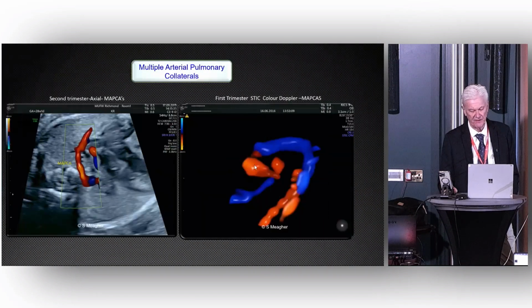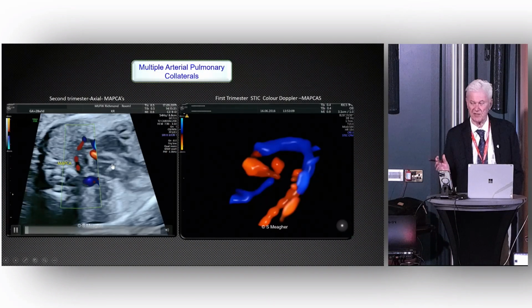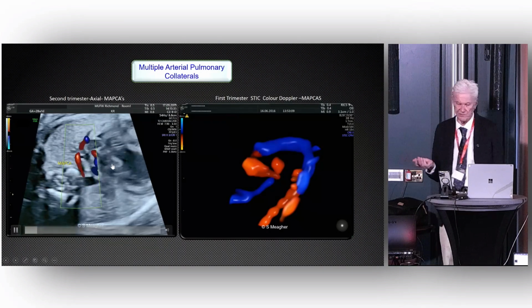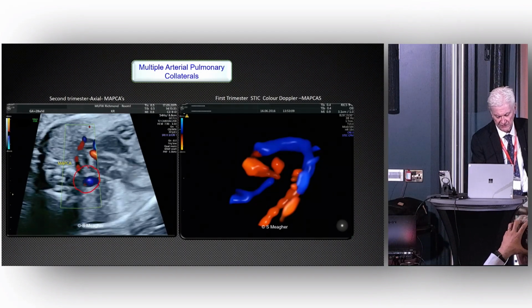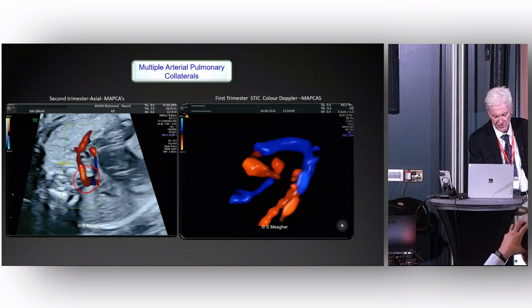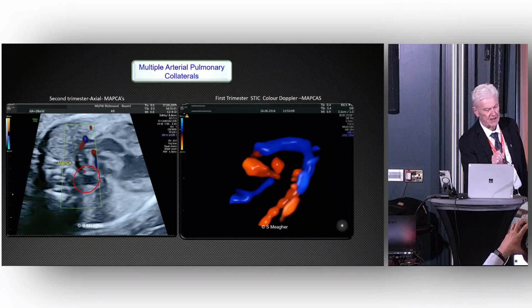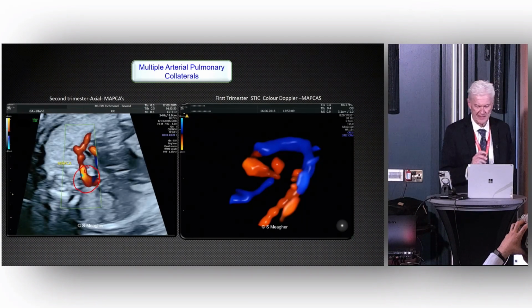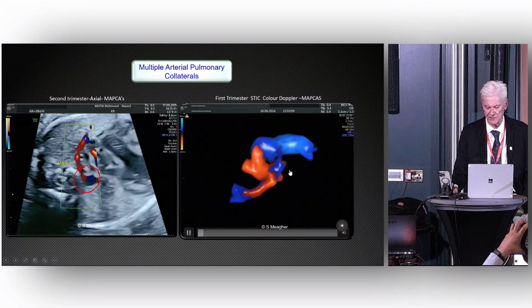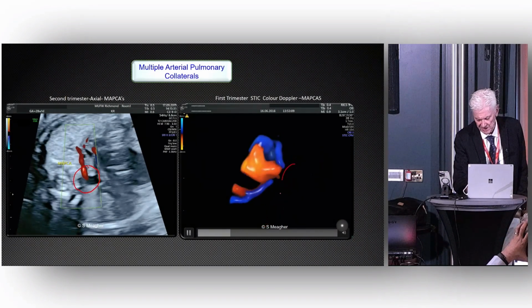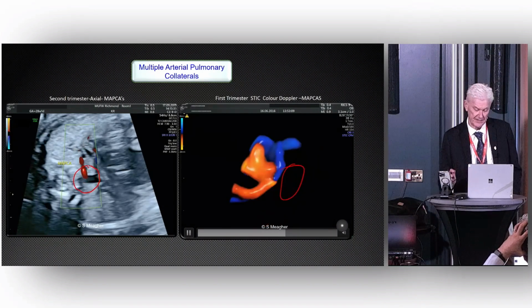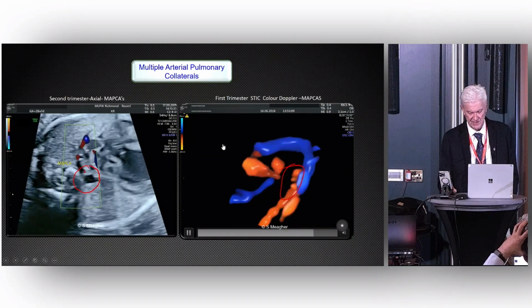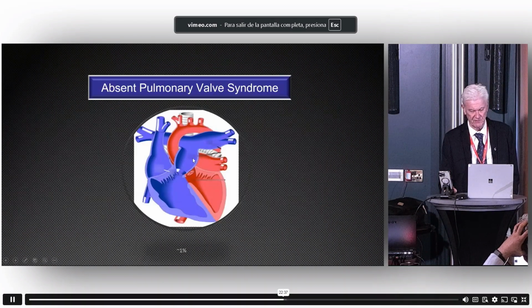it's sitting inferiorly. I mentioned earlier on the value of looking at a four-chamber view of heart, because on a four-chamber view of heart, in the setting of Tetralogy of Fallot, if you look with low-velocity settings, you can catch the arterioles coming directly off the aorta. And in a first trimester scan with the stick volume analysis, you can see multiple arterial pulmonary collaterals coming off this fetus with pulmonary atresia at 13 weeks of gestation. So don't forget to look at the four-chamber view of heart.